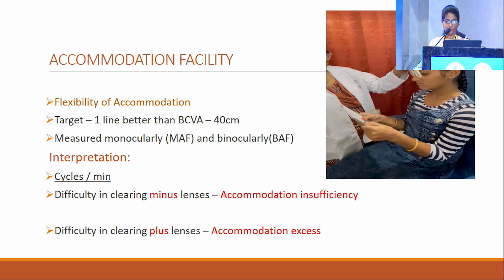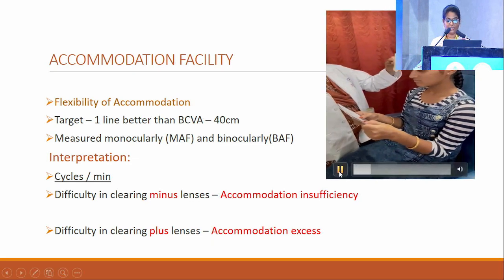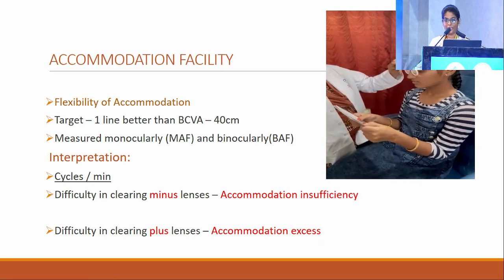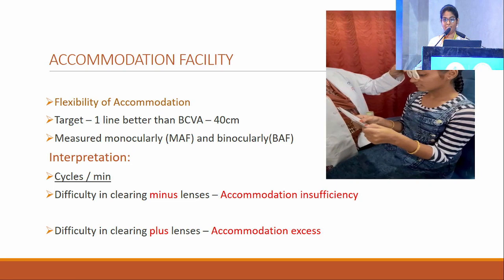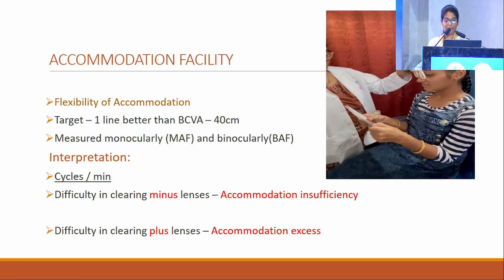Here, a near vision target is placed at 40 centimeters. The plus flippers are placed first, and when the patient says it is clear, it is flipped to the minus lenses, and this is considered as one cycle. It is measured by the number of cycles per minute. When there is difficulty in clearing the minus lenses, it shows accommodative insufficiency, and difficulty in clearing plus lenses shows accommodative excess.